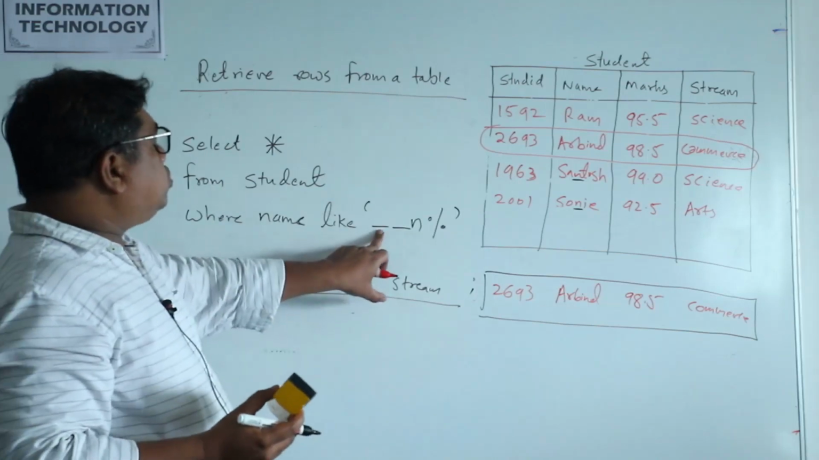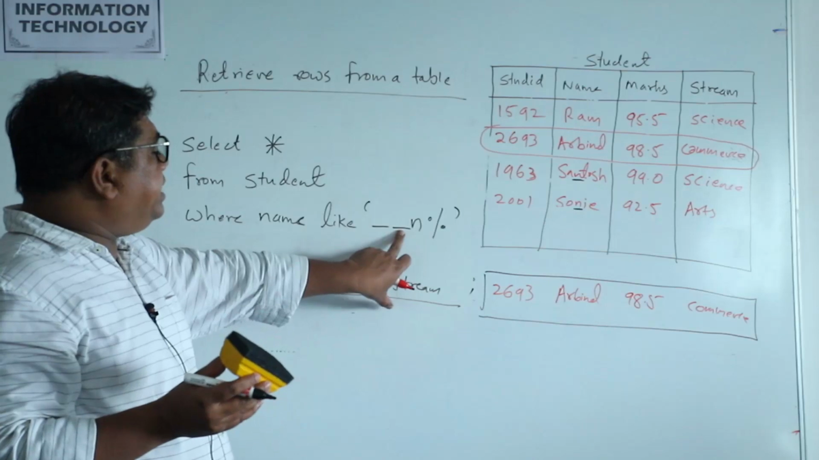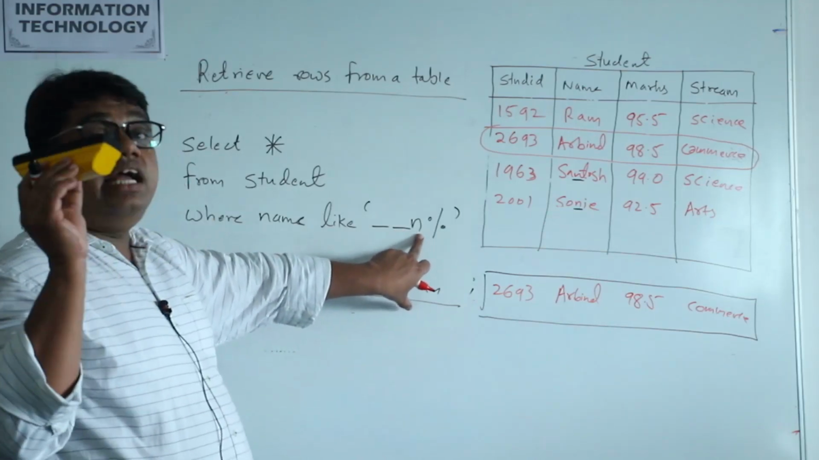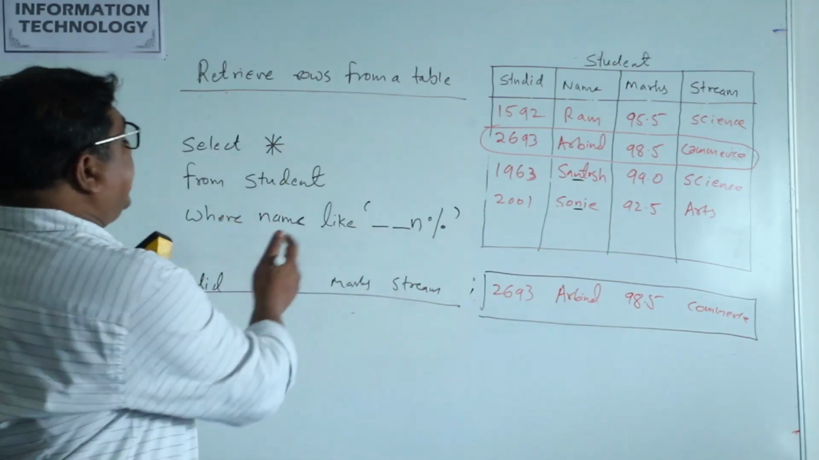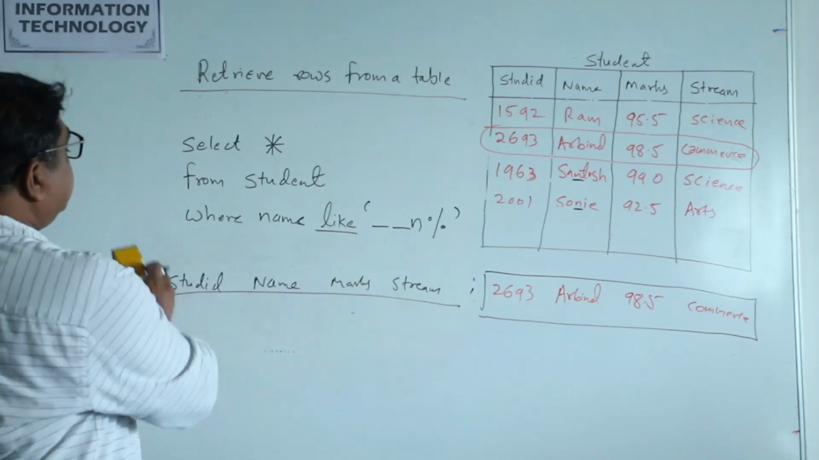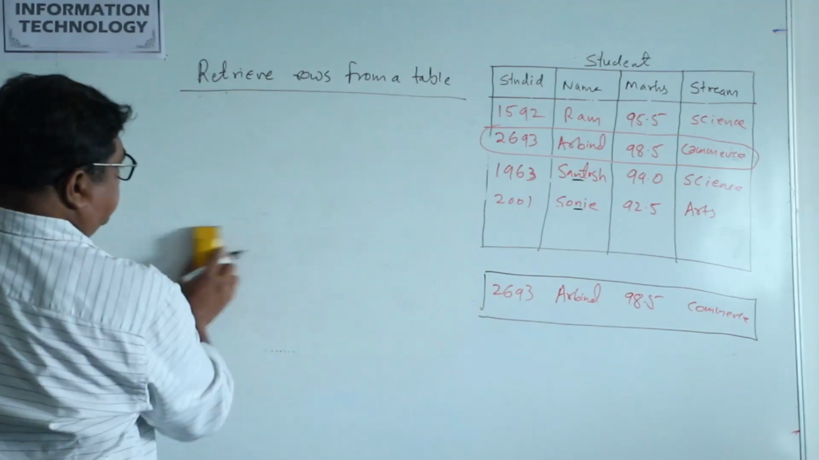So underscore denotes a single character. The first character may be anything, the second character may be anything, but the third character must be the letter N. So this is how we use the like operator, and it is used for pattern matching. After this, we will go to the aggregate functions.